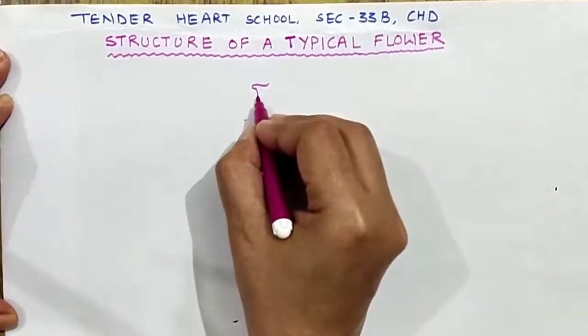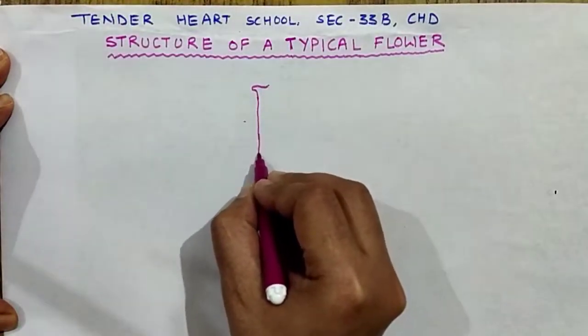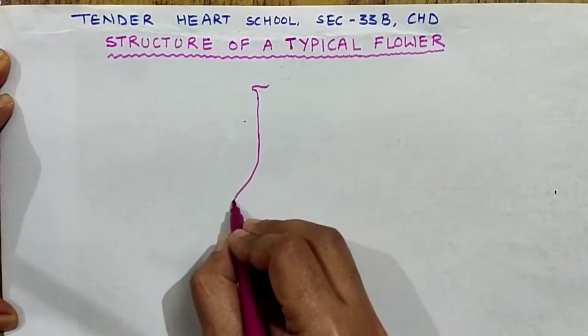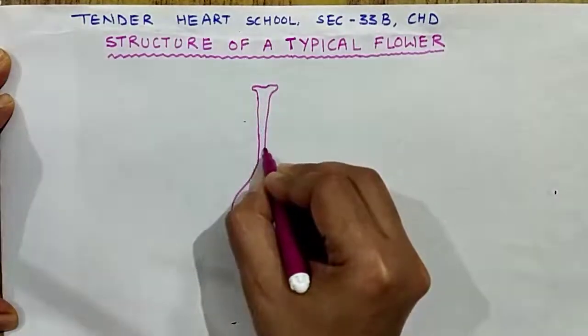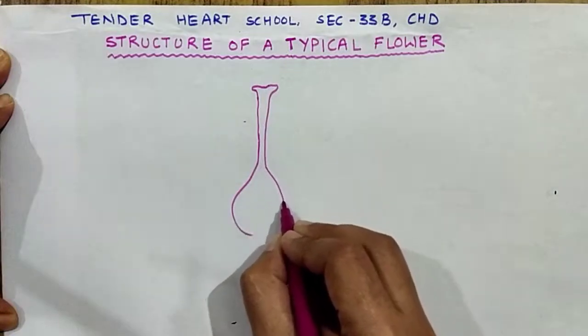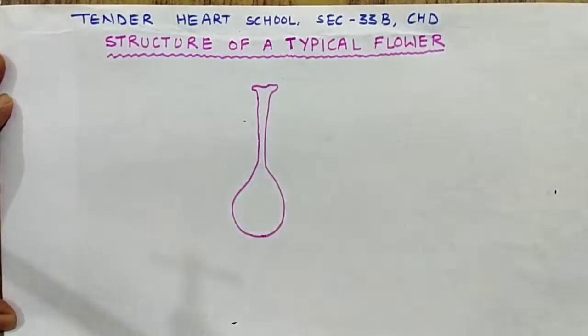So carpel is the female part of the flower, and it is present in the center of the flower, like this, right? This is the female part.